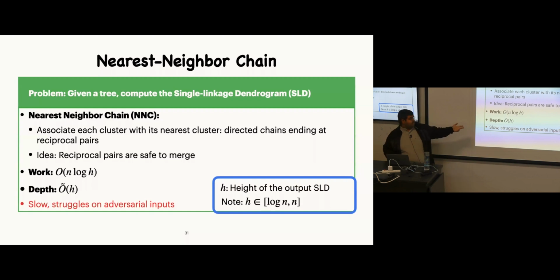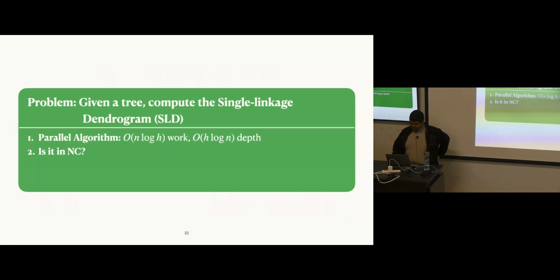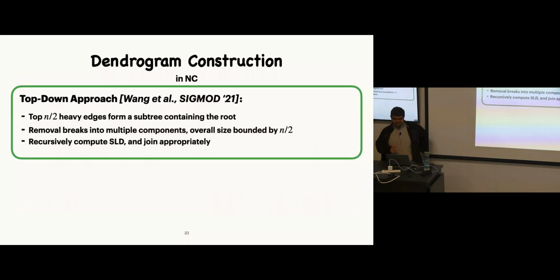a very fast sequential baseline. And there are adversarial inputs where it could be very bad because the height of the dendrogram can be very high, right? So is the problem in NC? Yes, it is. So there was a SIGMA '21 paper which gives this very nice top-down approach, and I would like to describe this algorithm because it also gives a nice understanding of how these single linkage dendrograms actually look, right?